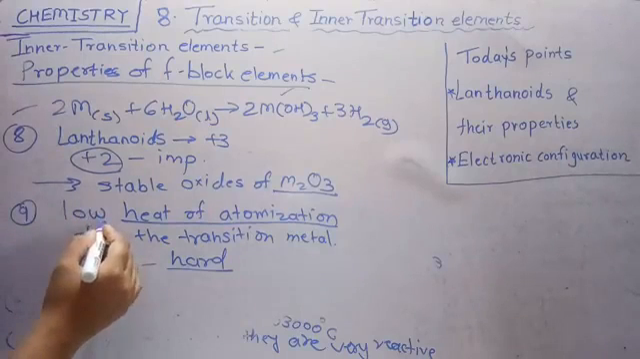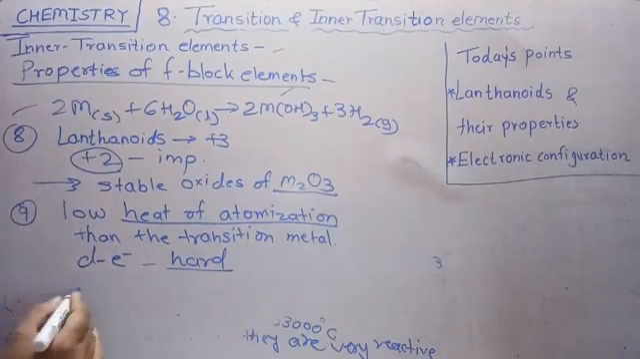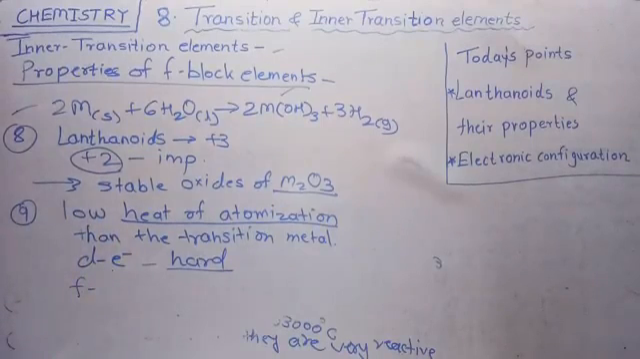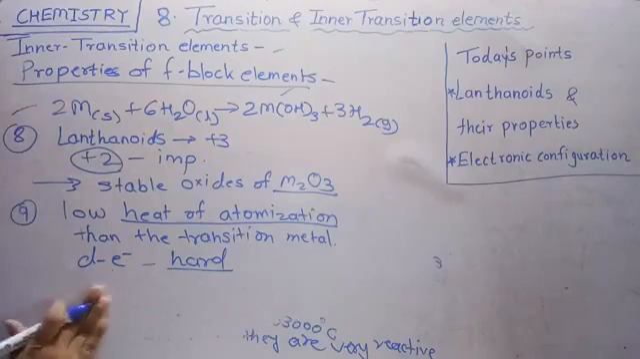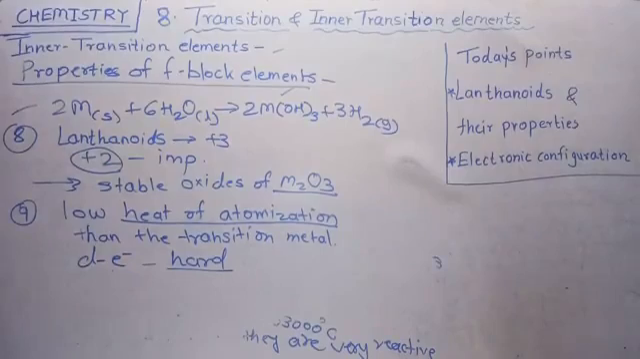And in comparison, for the lanthanides, their valence electrons are present in the f orbital. Right? Then there is the next property.